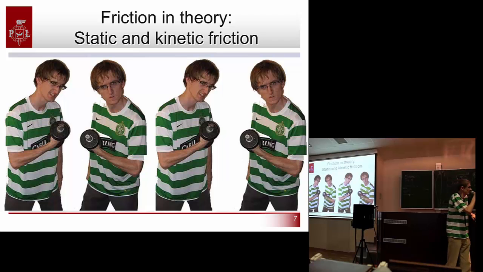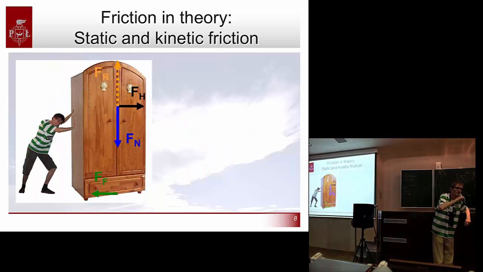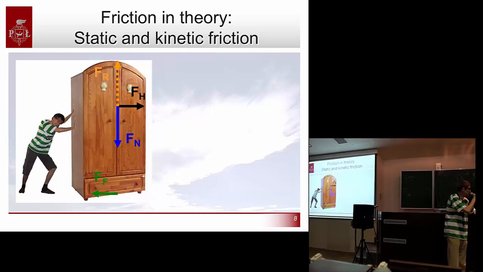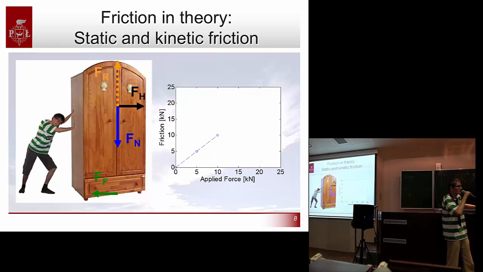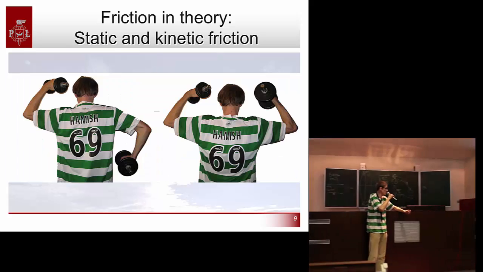Now Hamish is ready to apply 10 kilonewtons to the wardrobe. And the wardrobe what? And the wardrobe nothing. According to Newton's law, the opposing force, which is friction, is the same as the force applied by Hamish, which can be shown on the floor. Hamish says, no way. I'm going to increase the force applied to the wardrobe.